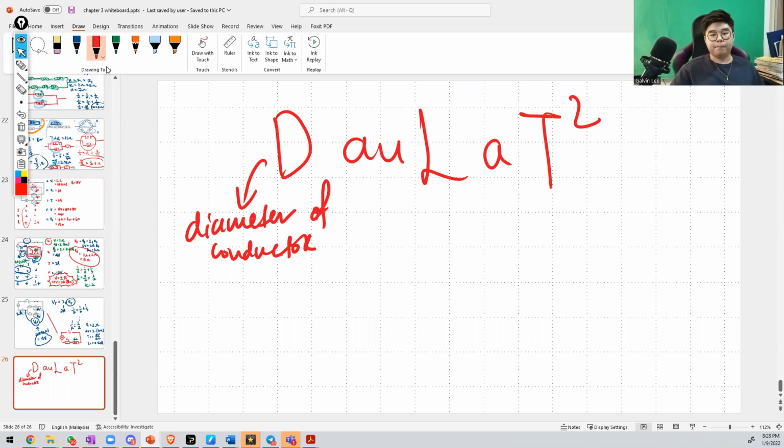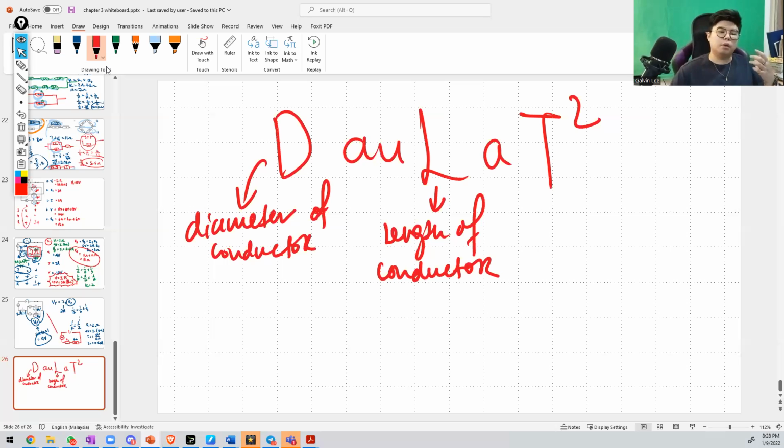Okay. Next one. L. Length of conductor. Wire. Long wire or short wire? Longer wire, like the National Grid Network. Okay. Short wire, like the one you use for your power bank, charging your phone. Short wire. Okay, next one.